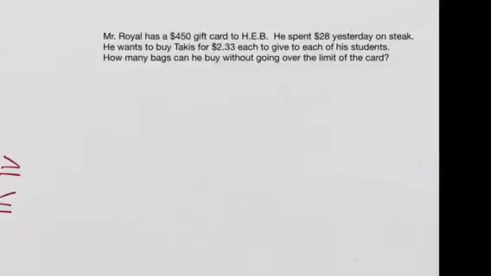All right, so it says Mr. Royal has a $450 gift card. So I'm going to go ahead and underline that. That's the total I can spend. So I know that's going to be on my answer side, $450. It says I spent $28 yesterday on steak. If it was yesterday, I can't go back and spend any more. So I know that's going to be my constant because it's going to remain the same. So I'm going to go ahead and write 28 right here.